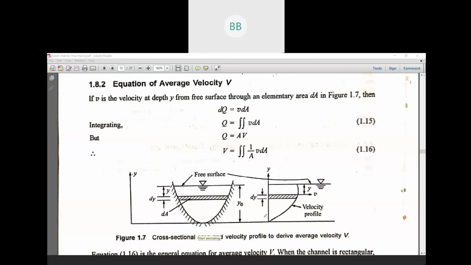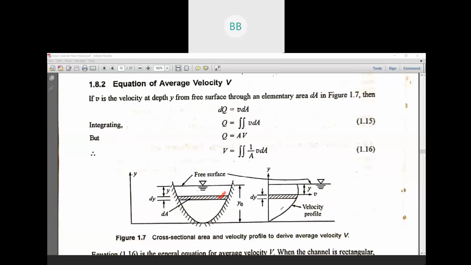In figure number 1.7, you can see a cross section of a channel where we have considered one small elementary area, delta A. The depth of water for this small elementary area is dy, and this small elementary area is y distance from the free surface. The total depth of flow for the whole cross section is y naught. Y naught is the maximum depth of flow.